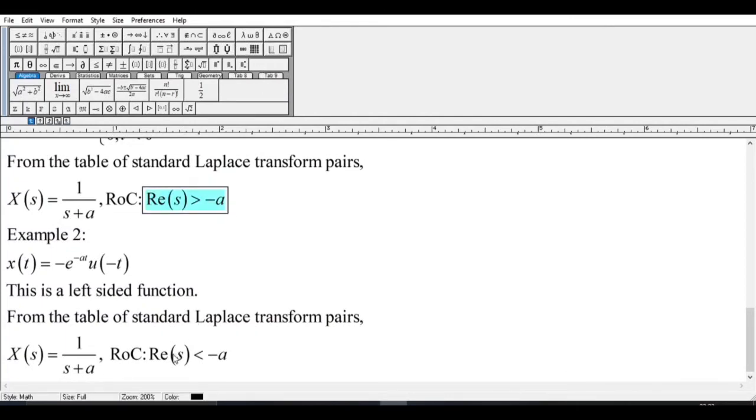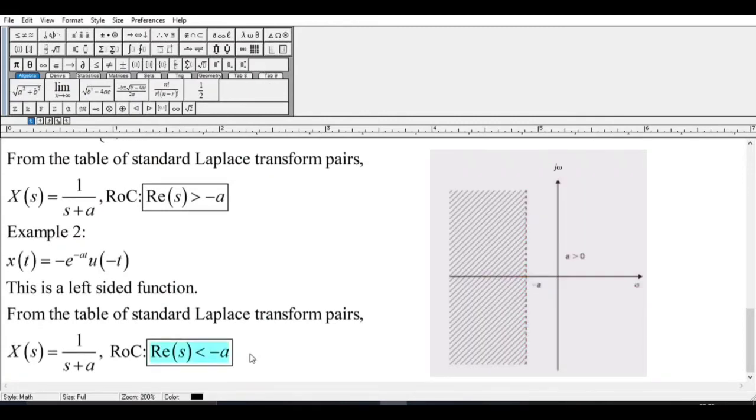And look at the associated diagram that is being presented here. If you look at the diagram, you can understand that it is on the left side of the pole. So in that way, we can apply the properties of ROC.